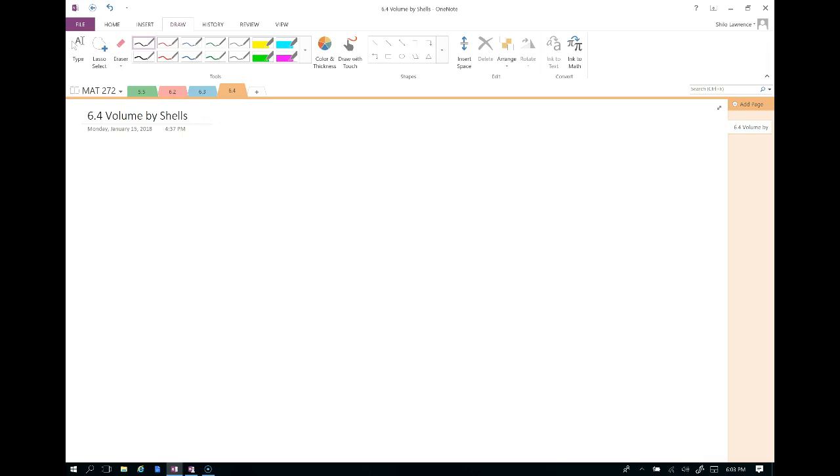So before we go into any formulas or examples, I want to first give you the background of how we're going to do volume by shells, and then do a little comparison chart of some things we talked about in the volume by slices, and how they might be either similar or different in this section when we do volume by shells.